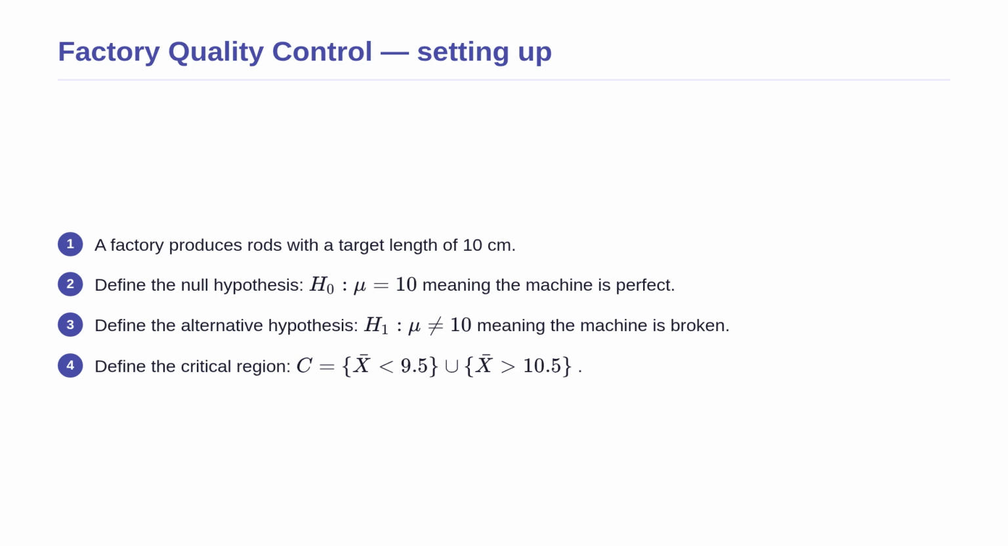The manager sets a rule. They will stop the machine if a sample of rods has an average length less than 9.5 centimeters or greater than 10.5 centimeters. This specific range of extreme values is our critical region. We are setting up the boundaries for our decision.